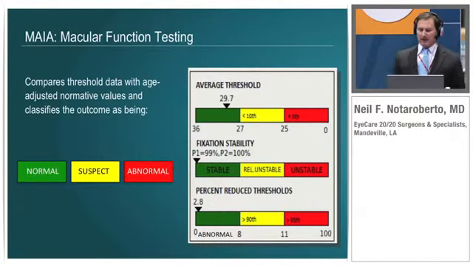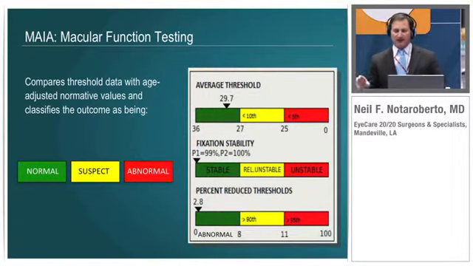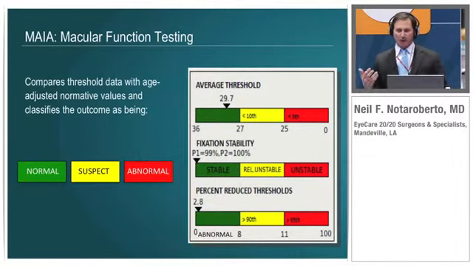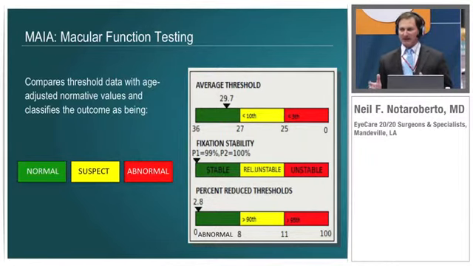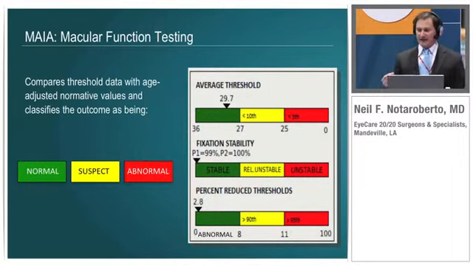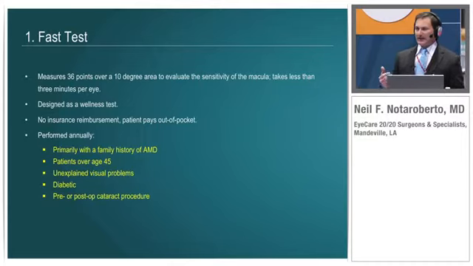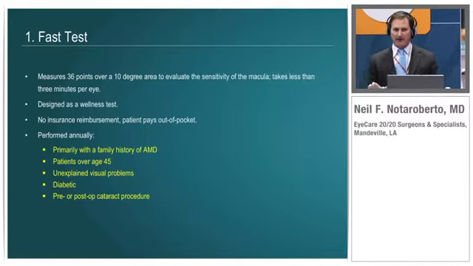Macular function testing, besides giving you granular data at the specific points in the macula, enables you to qualify that data by comparing threshold data with age-adjusted normative values and giving you a very clean reading very quickly, giving you a patient's average threshold and fixation as being normal, suspect, or abnormal. So you can quickly see this report when you're with the patient and judge very quickly whether you need to dive deeper into that data and look at the actual values, which are also presented in a linear format that's easy to read.